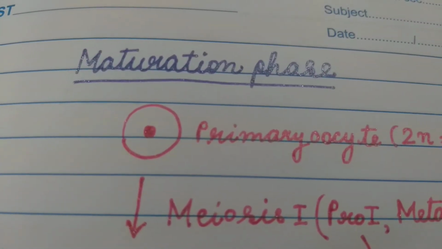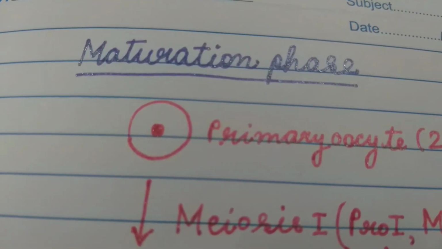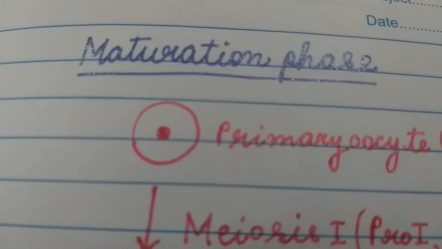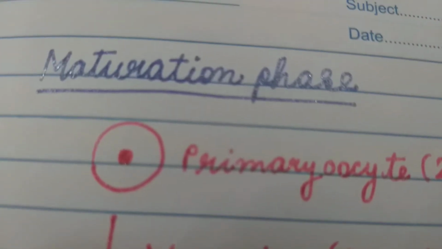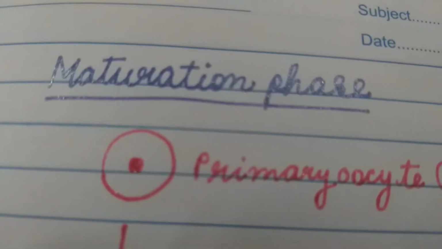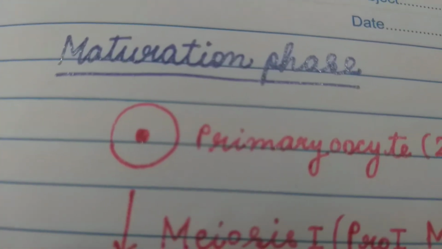Now, maturation phase. After the multiplication phase and growth phase, the growth phase is followed by the maturation phase. Remember, the maturation phase involves reduction division: first meiosis and second meiosis. Start from the primary oocyte.